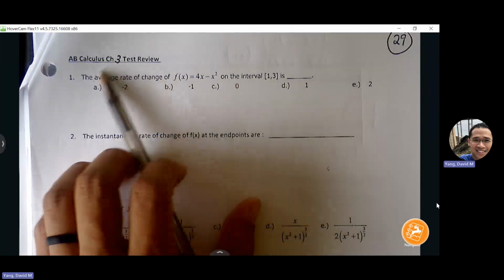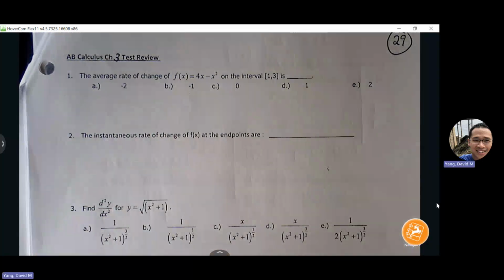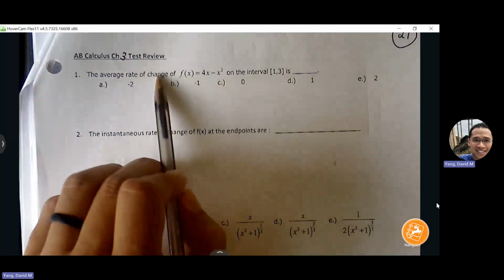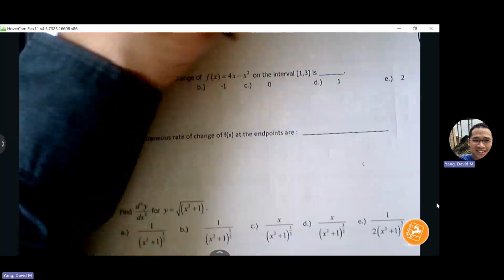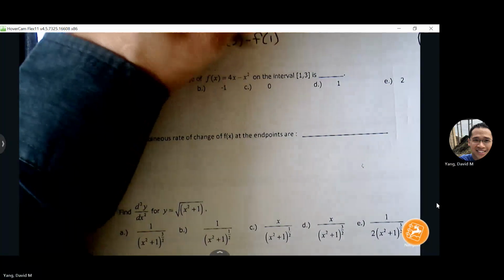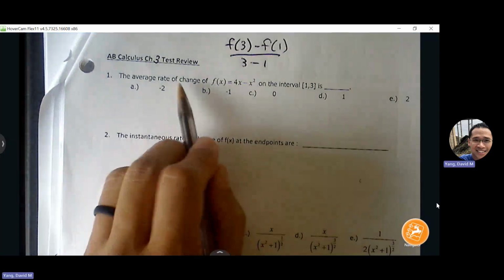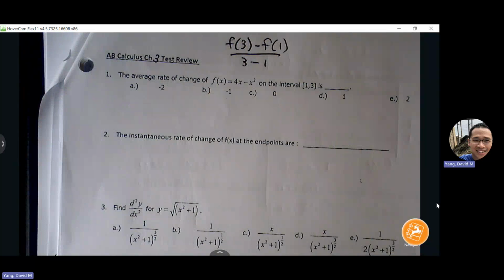So average rate of change, there's no calculus involved. Instantaneous rate of change, then it's asking for, right, the specific derivative. So this is kind of like average velocity, right? Average velocity, you just do the slope of the position function. So average rate of change is just f of 3 minus f of 1 over 3 minus 1. Rate of change is slope. Average rate of change is slope between 2 points.